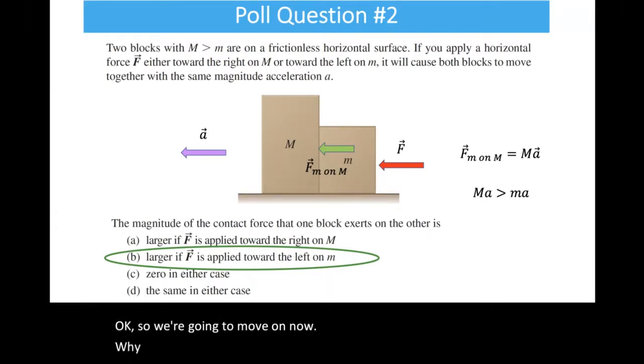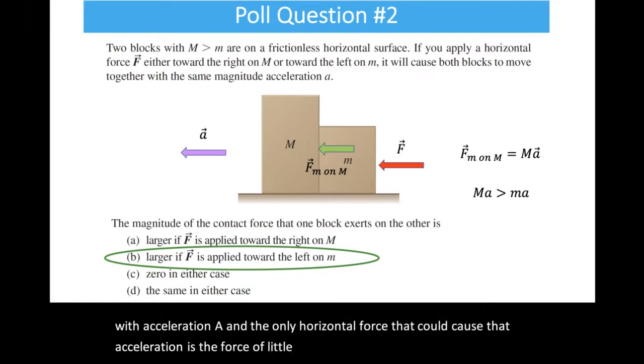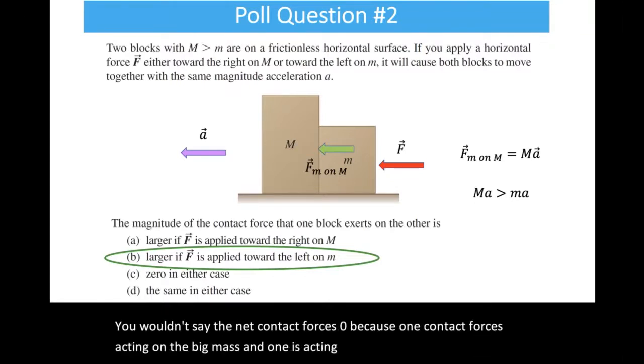Why is it big MA? That's because big mass M is accelerating to the left with acceleration A, and the only horizontal force that could cause that acceleration is the force of little m on big M. Okay, well, you wouldn't say the net contact force is zero because one contact force is acting on the big mass and one is acting on the little mass. Okay, so I would not say that.